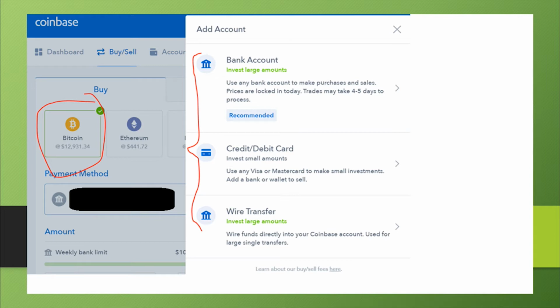Second, debit account, MasterCard, small investments. Like I say, it's a quick way. We want to put quick money in there. Small investment was like $7,500 to $10,000. So yeah, that's still high. Wire transfer, like I say, large amounts.